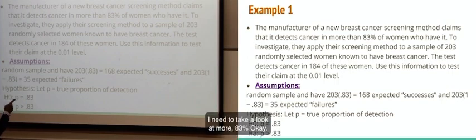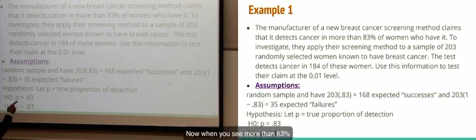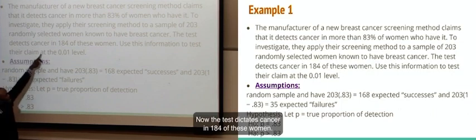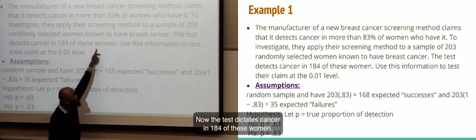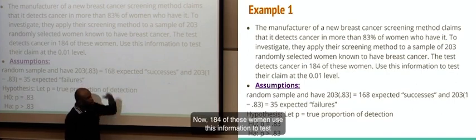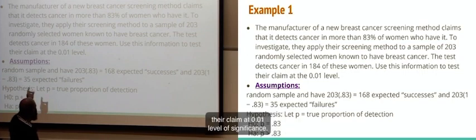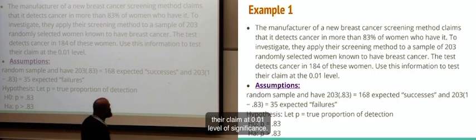More than 83%. Okay? Now, when you see more than 83% who have it, to investigate, they apply their screening method to a sample of 203 randomly selected women known to have breast cancer. The test detects cancer in 184 of these women. Use this information to test their claim at a 0.01 level of significance.